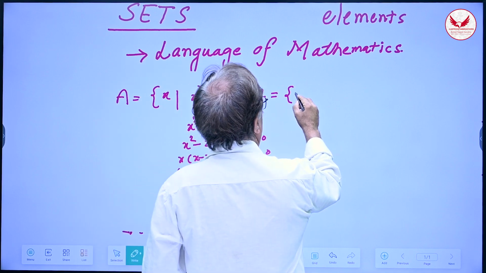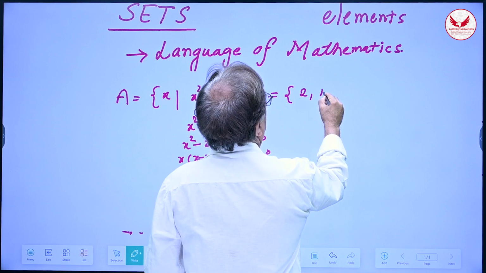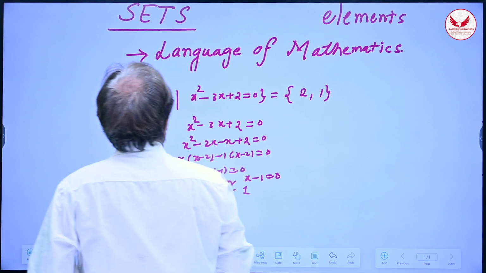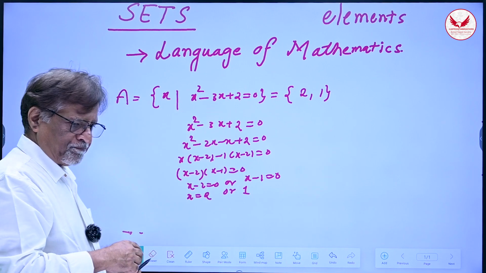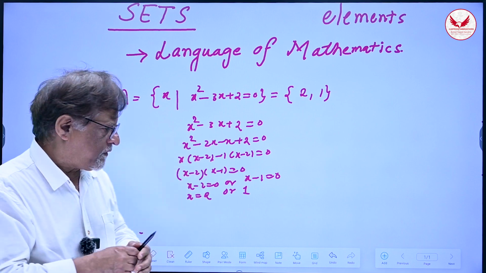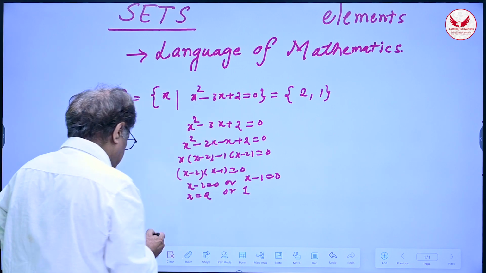Roster form is it called. It is called roster form. So there are 2 elements in it, 2 and 1. Right? So these are the two representations of the sets, right? Now, what I mean by set is this, but then let us define the types of sets, right?